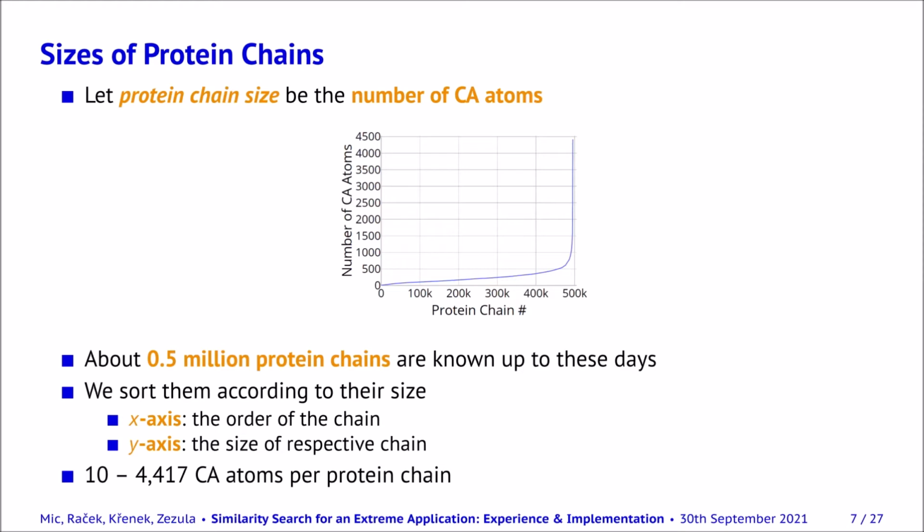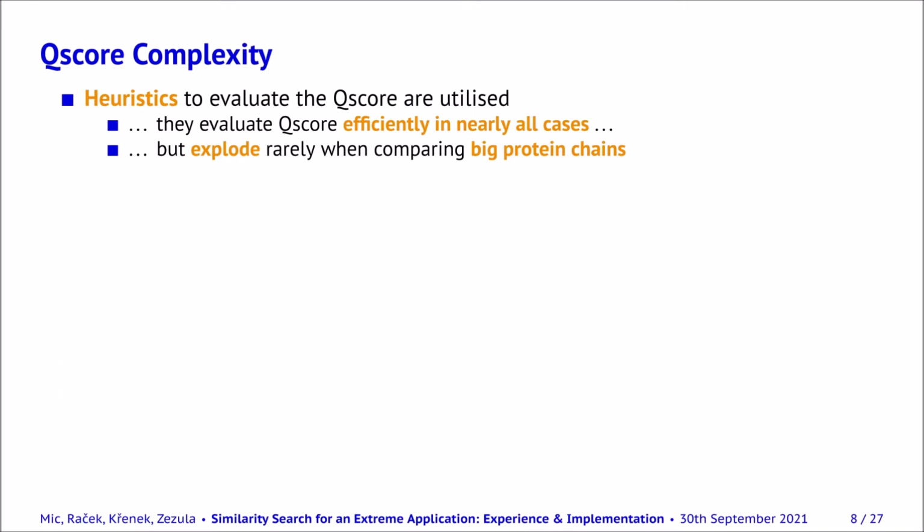Since the complexity of the Q-score evaluation is strongly affected by the size of compared protein chains, searching for the most similar protein chains to a big query chain is potentially extremely time-consuming. For this reason, some heuristics are usually used to estimate the Q-scores, and they are usually very efficient. However, there are extreme cases in which even the heuristics fail to estimate the Q-score efficiently. This is given by the fact that finding an optimum alignment of huge protein chains is a difficult task.